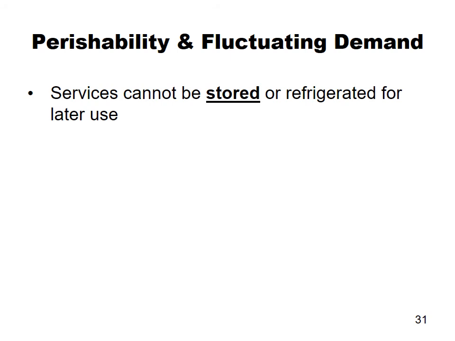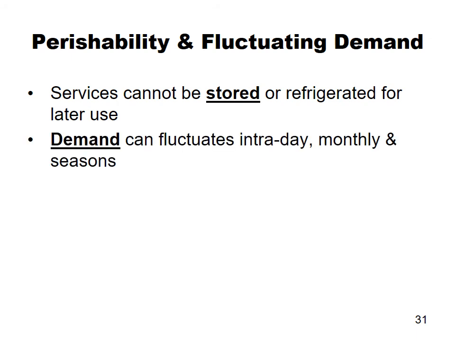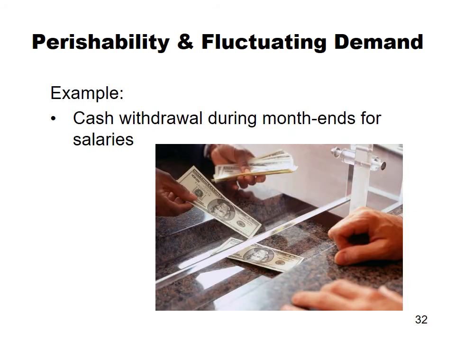Perishability and fluctuating demand. Services cannot be stored or refrigerated for later use. Demand can fluctuate intraday, monthly, or seasonally. Examples are shown in the following slides. Example, cash withdrawal at month end for salary. It's quite common, especially among small companies, that they still use the traditional method of paying salaries in cash. So there will be quite a lot of cash withdrawals at the month's end.